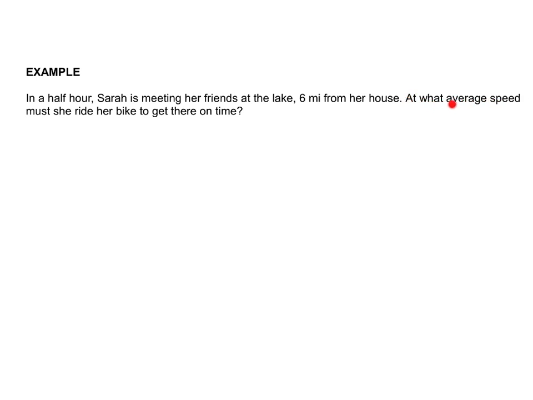At what average speed must she ride her bike to get there on time? So she's got a half hour. Okay, let's think about this. You're given a measure of time, and you're given a measure of distance, and it's asking you for speed.